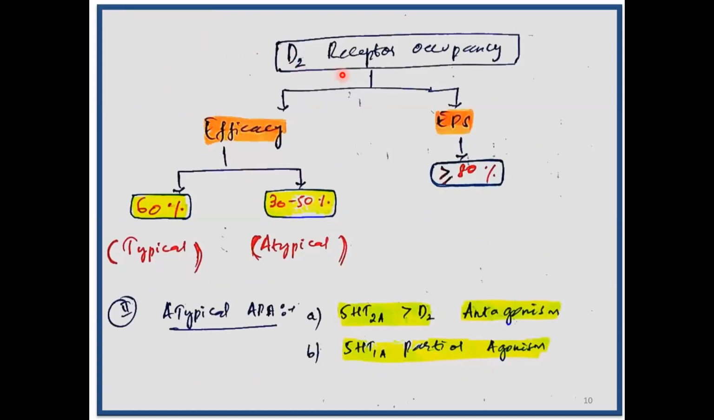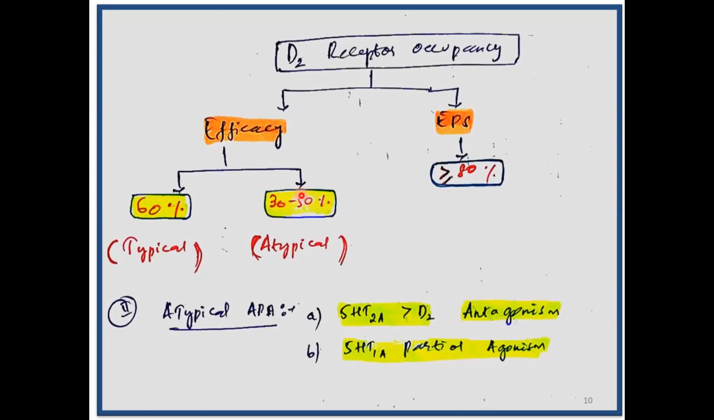Let us see the importance of receptor occupancy at the level of the D2 receptor. It has been seen that for efficacy or a response to a drug, especially typical antipsychotics, as much as 60% of the D2 receptors have to be occupied. But for atypicals, it is sufficient for a drug to occupy only 30 to 50%.